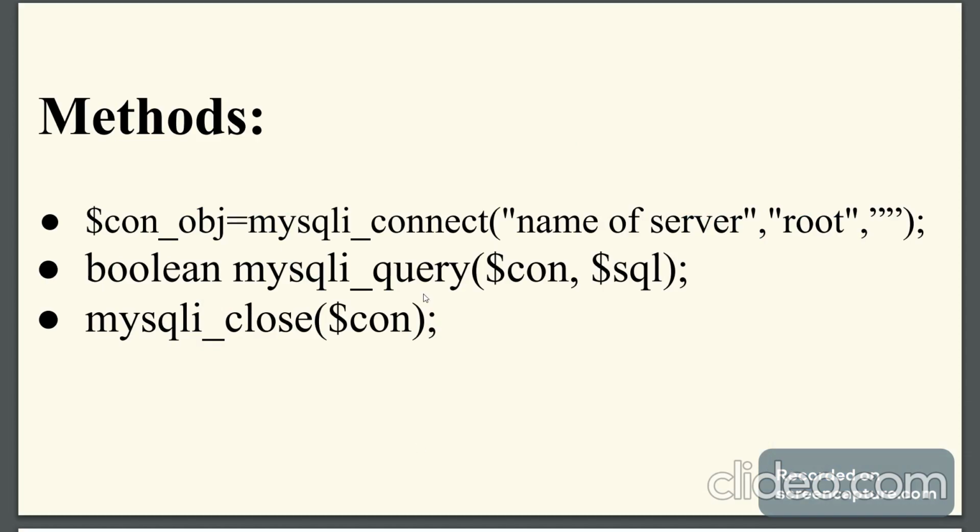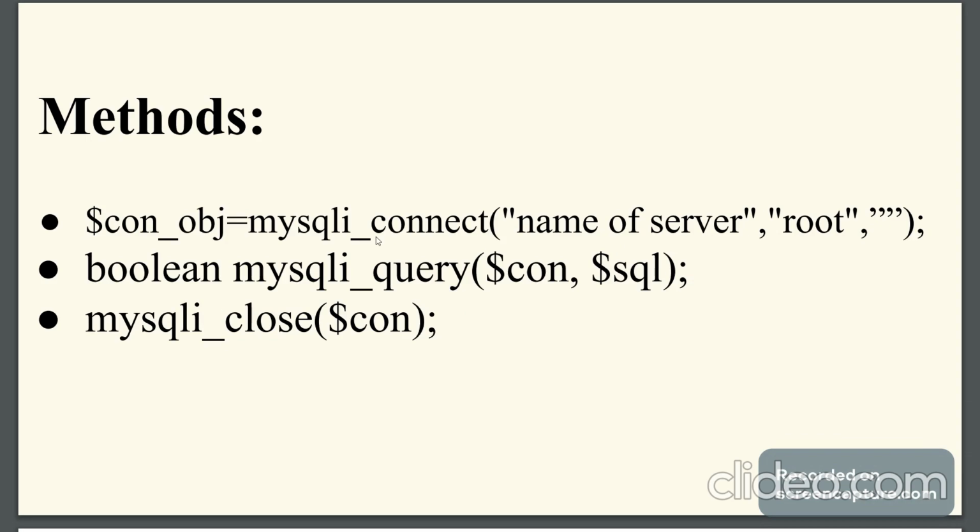The first important method is mysqli_connect. This mysqli_connect method is used to connect to the backend database. For example, this mysqli_connect method will take the name of the server, then the username of the backend database and the password of the backend database. And this method in turn returns a connection object to us.